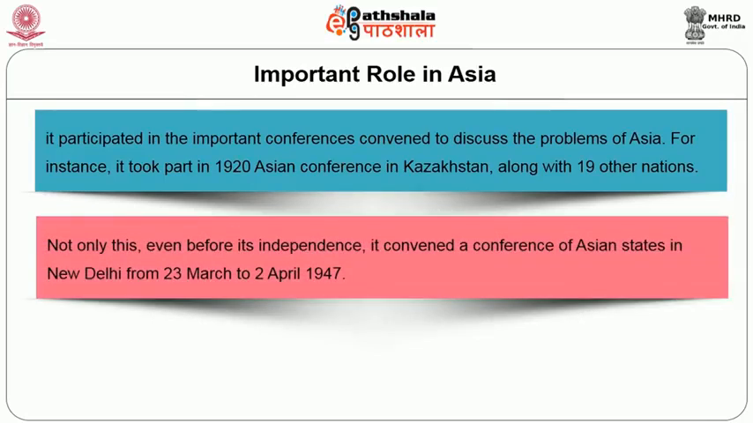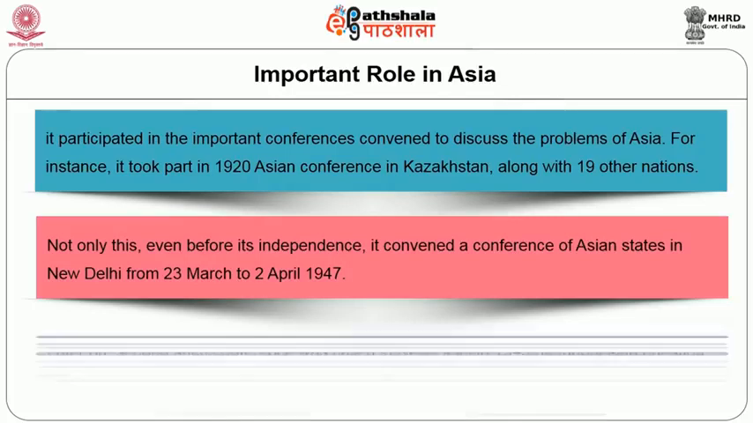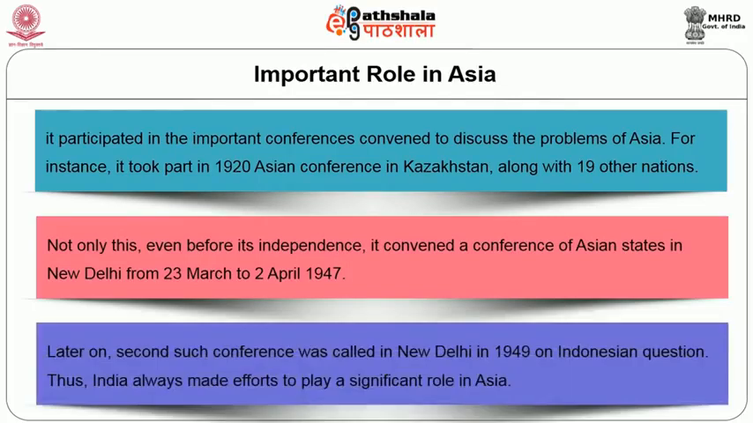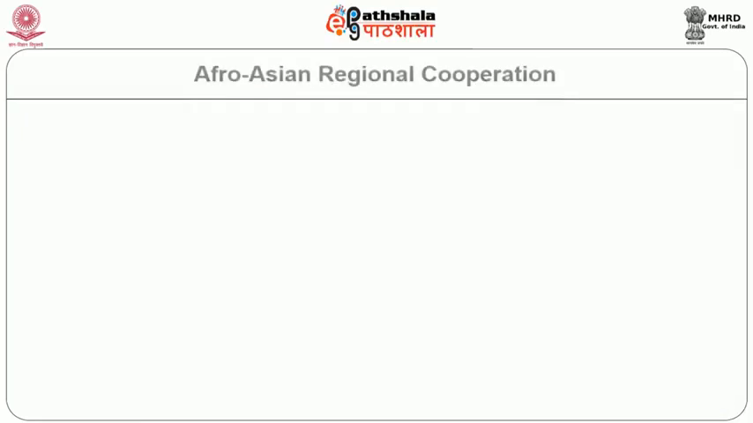Not only this, even before its independence, it convened a conference of Asian states in New Delhi from 23rd March to 2nd April 1947. Later on, a second such conference was called in New Delhi in 1949 on the Indonesian question. Thus, India always made efforts to play a significant role in Asia.